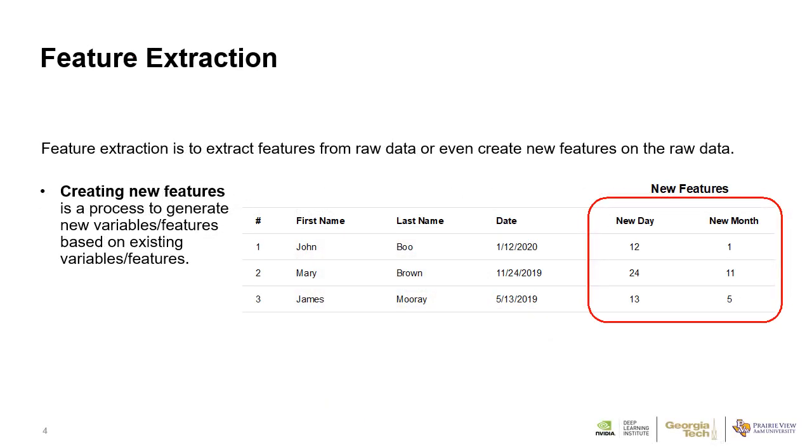Feature extraction is used to extract features from new data, or even create new features from the raw data. Especially, creating new features is a process to generate new variables or features based on existing variables. For example, new day and new month are new features created based on future dates.